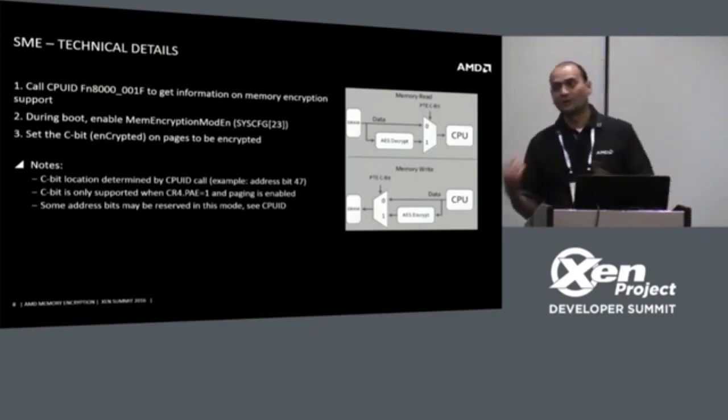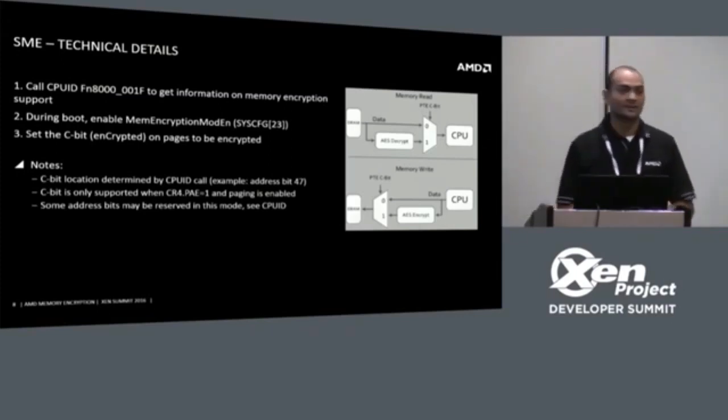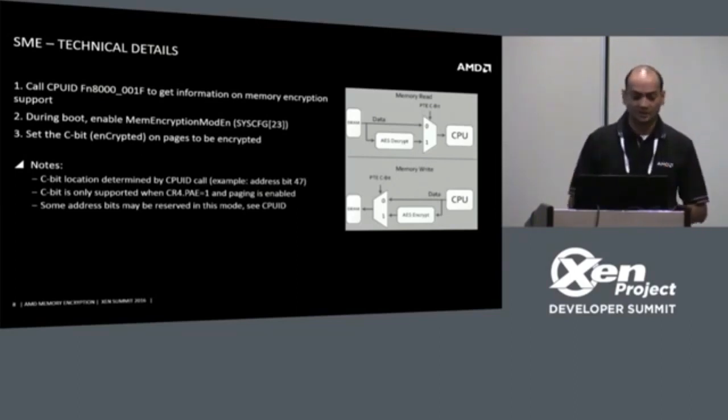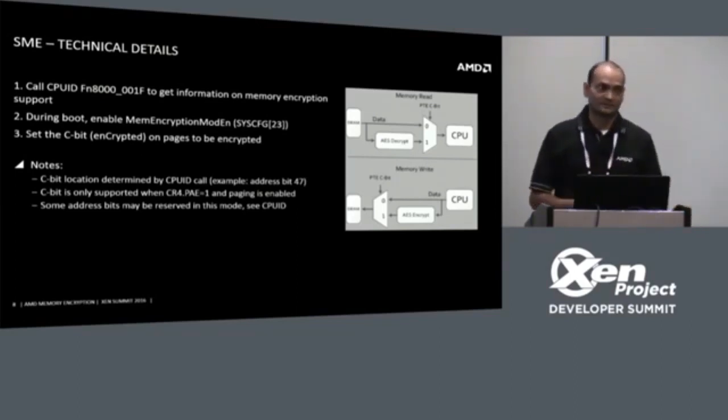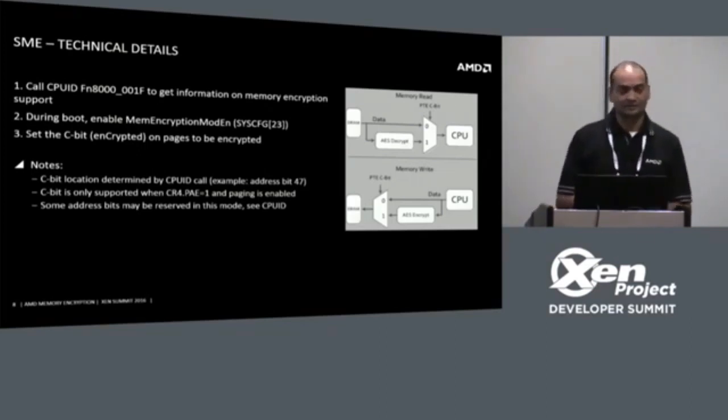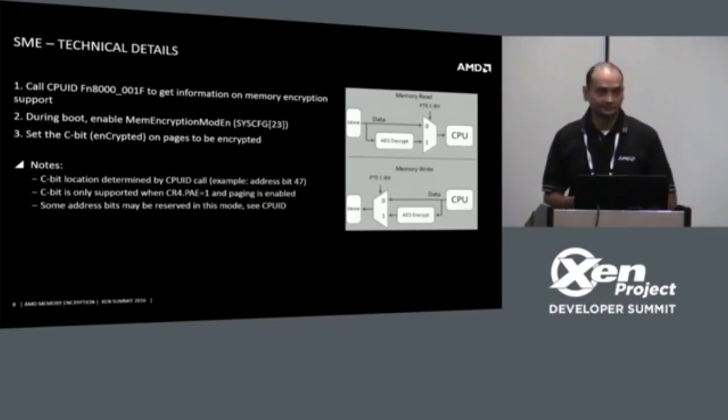From a programming point of view, the operating system can enable paging and go and set the C bit. But when we are in the BIOS, the C bit is not accessible. So the BIOS is still coming up in plain memory.